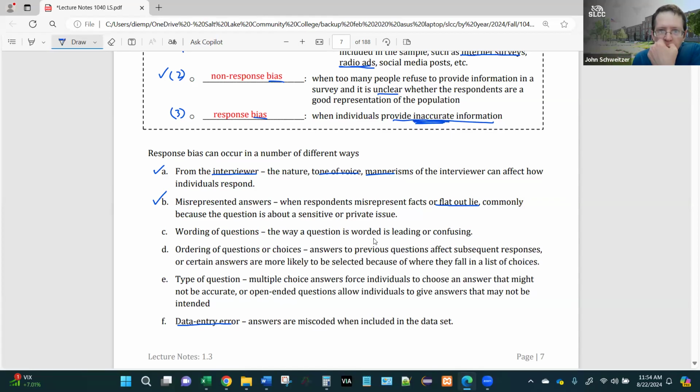So this is another example of response bias. And again, it's just what happens when you have inaccurate information. Okay, great. Any questions there about that?